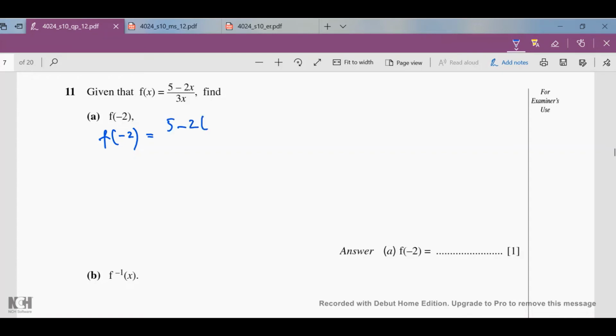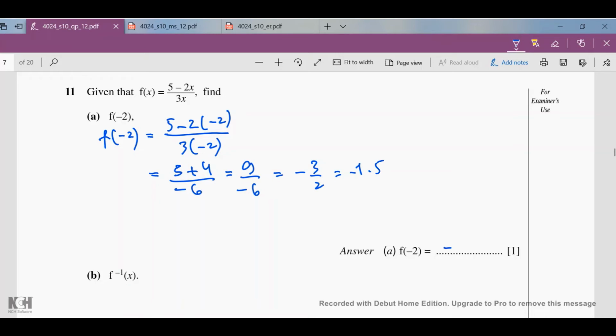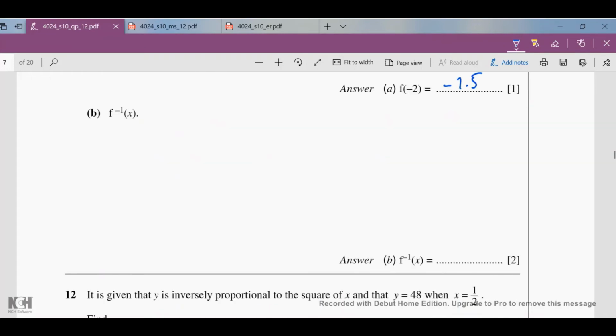5 minus 2 with minus 2 divided by 3 and minus 2. We just need to simplify. It's a very simple question. Minus minus plus is 4 and minus 6, and this is 9 upon minus 6, and this is minus 3 upon 2, or you can write minus 1.5. This is a very simple question. Okay, moving to next part.